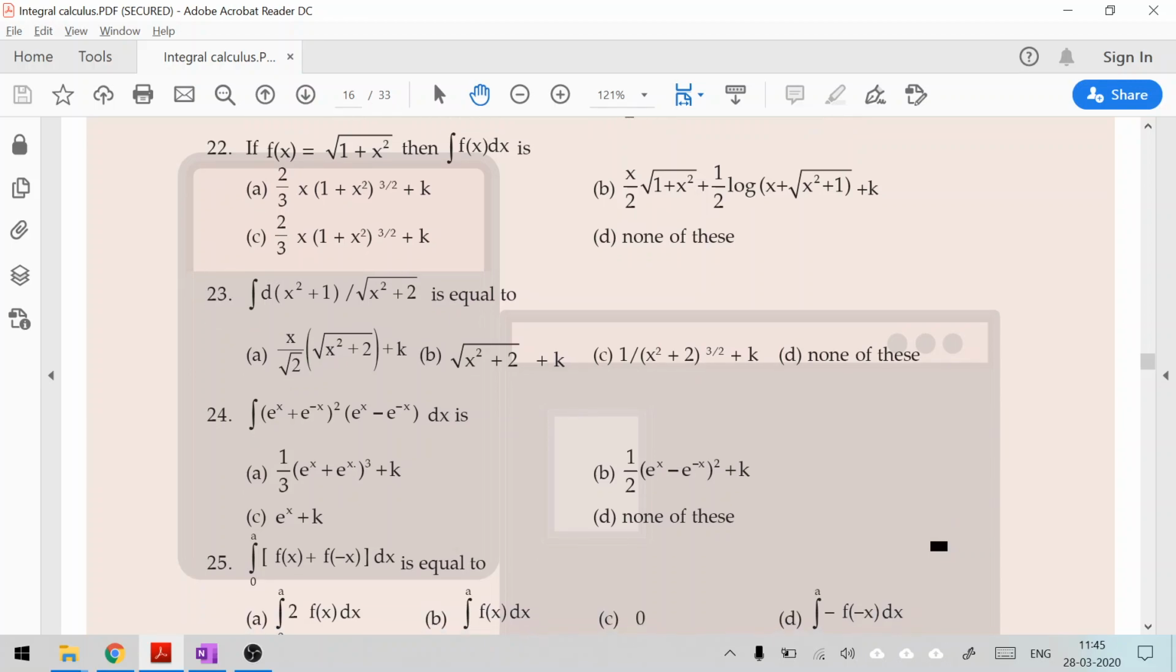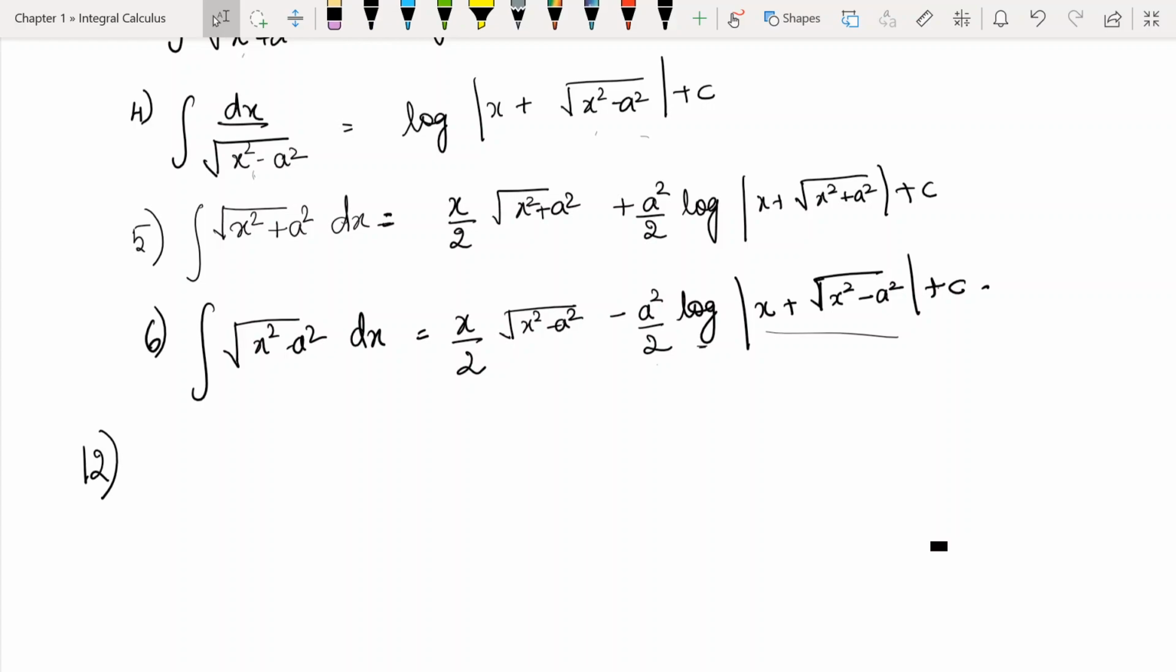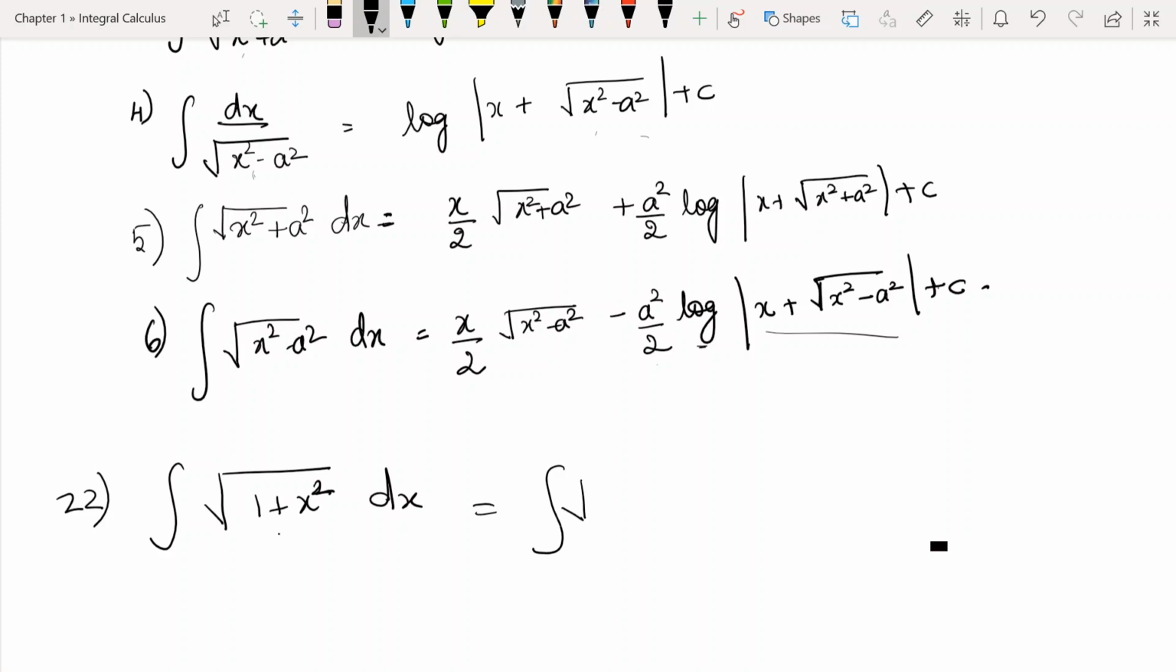Now look at this question. F of x is root of 1 plus x square. So where is the root? In the numerator. It is not in the denominator. Now we will integrate this. Let us write this question down. Question number 22. Integral root of 1 plus x square dx. This is the question. I'm going to slightly rearrange the terms by writing it as root of x square plus 1 dx.